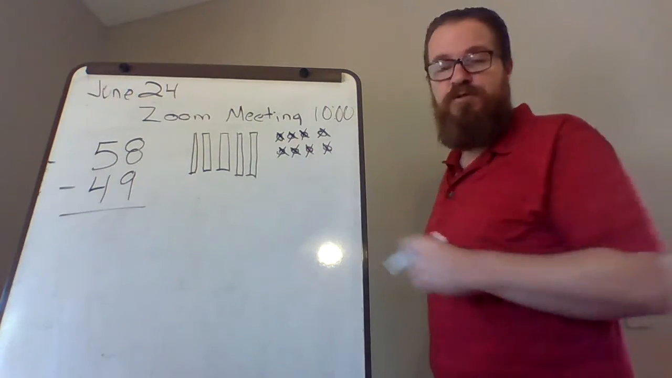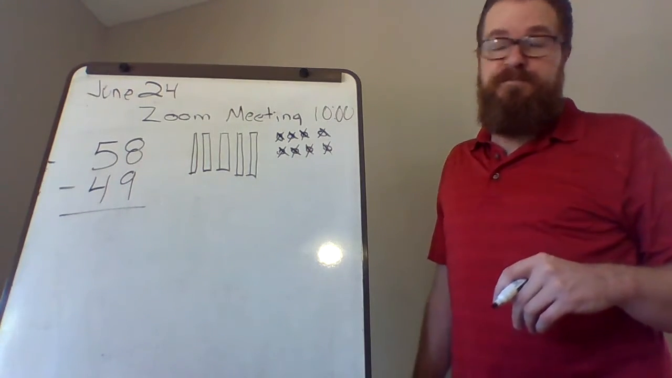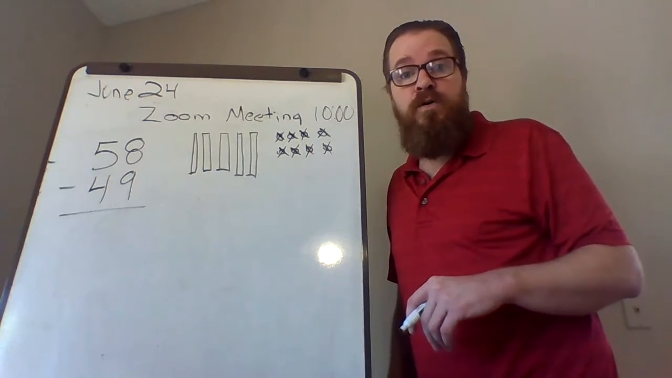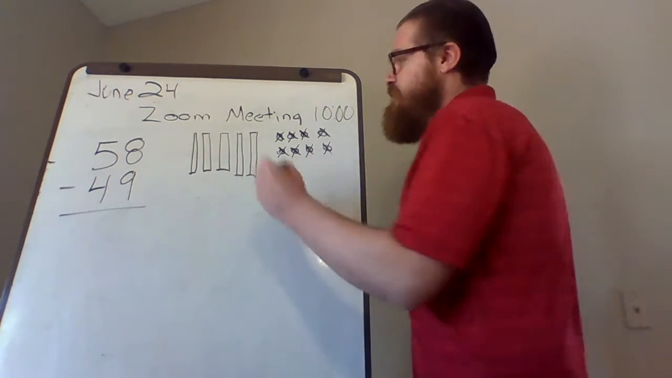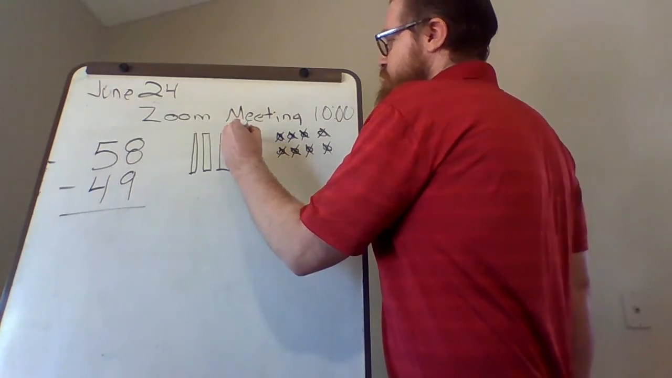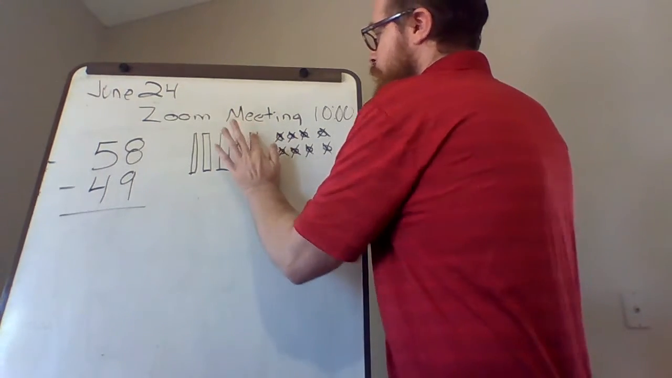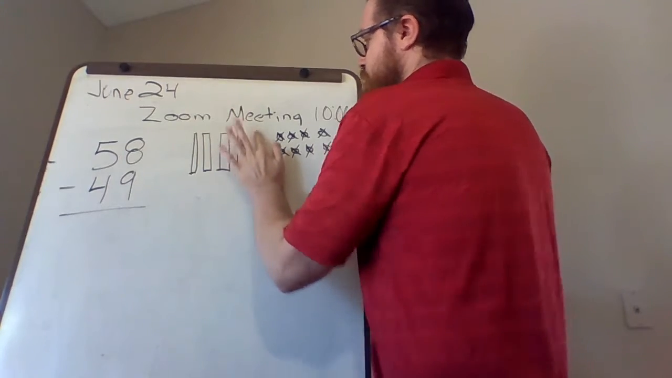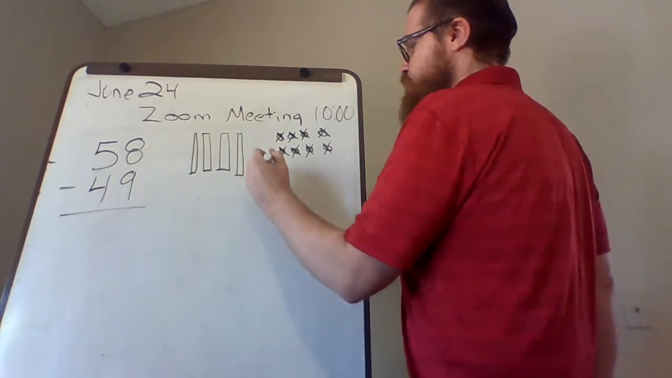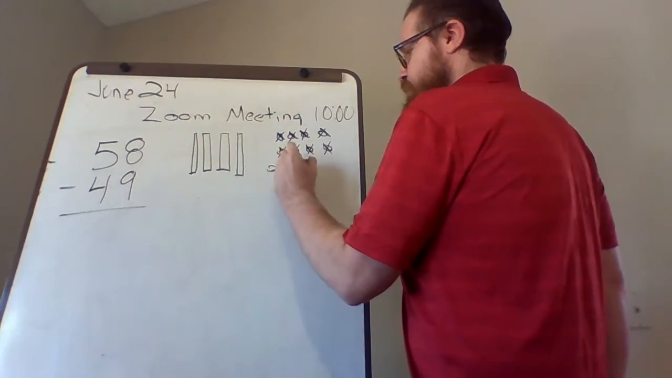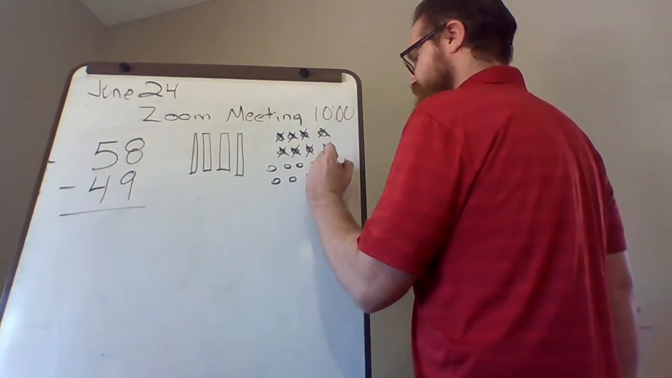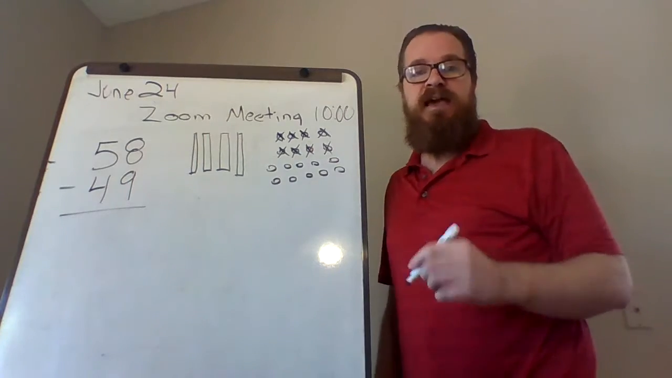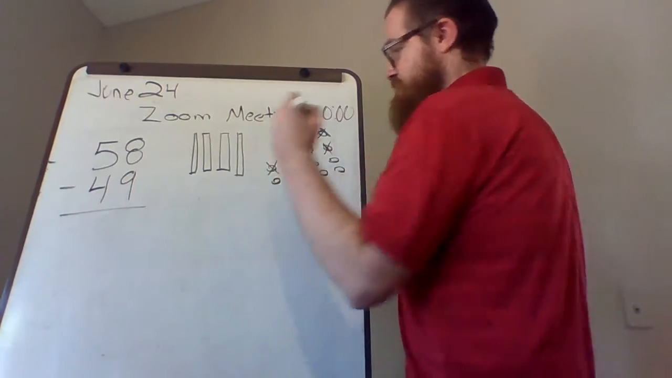But I don't have any more ones. So what I do is I borrow one of my tens. Okay? So I come over here to my tens place, and I'm going to take one of those. Maybe I'll just erase it. And I'll give myself 10 ones. 1, 2, 3, 4, 5, 6, 7, 8, 9, 10. Okay? And I'm gonna take one of those.